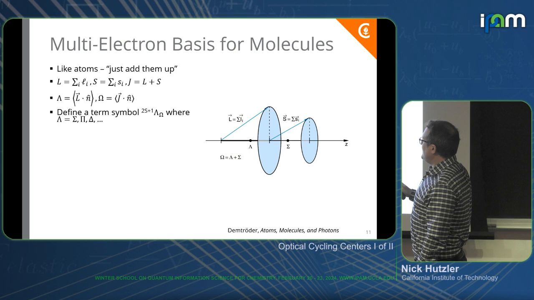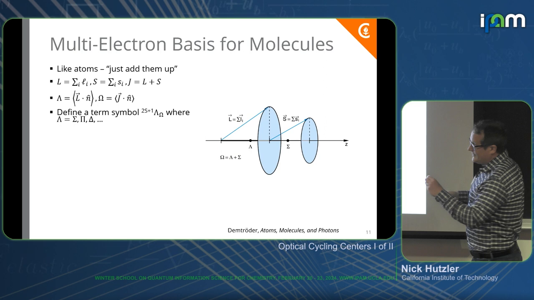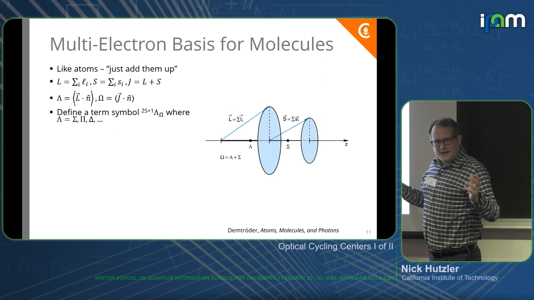And then you also get a total capital lambda, which is basically the projection of all the electron orbital angular momenta, added together, projected on the internuclear axis. So that gives you lambda.